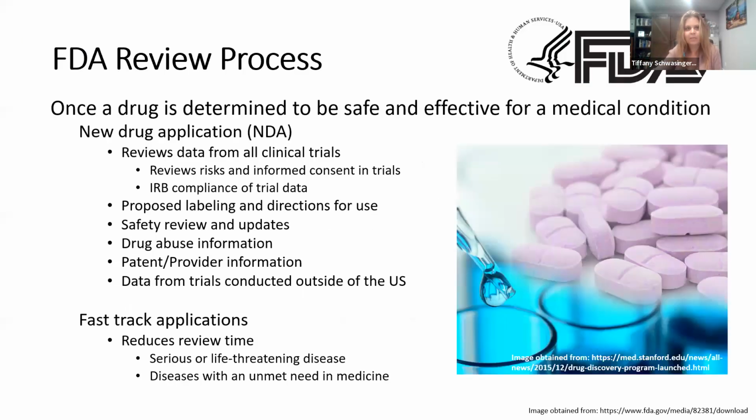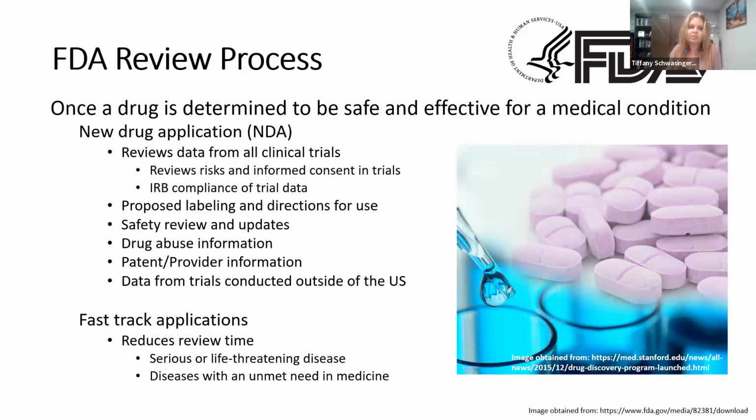Once it's determined to be safe and effective, then it goes through a new drug application. And this is where the FDA really digs down deep into the data. They review the risks, the informed consent, compliance with the trial, labeling, directions for use, safety reviews, drug abuse potential, what happens if you accidentally take too much of it, patient and provider information, as well as data that is happening in clinical trials outside of the US. And it takes them a lot of time to go through this in depth. And a lot of times they go back to the sponsor and say, hey, we need more information. We need more data. We need another trial to occur.